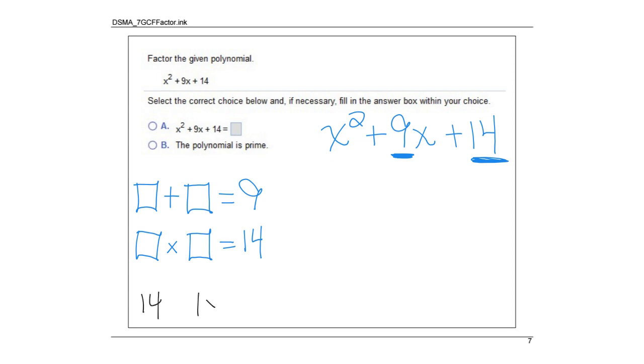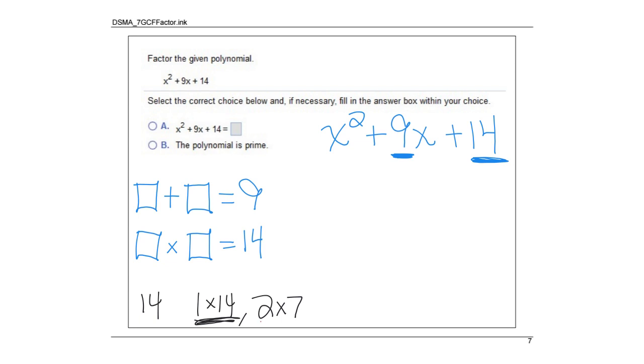We could take 1 times 14. We could take 2 times 7. I think that's it. Okay, so what we're going to do is 1 times 14 is great because when we multiply it together, we get 14. But when we add these two numbers together, we get 15. So that's not going to work.